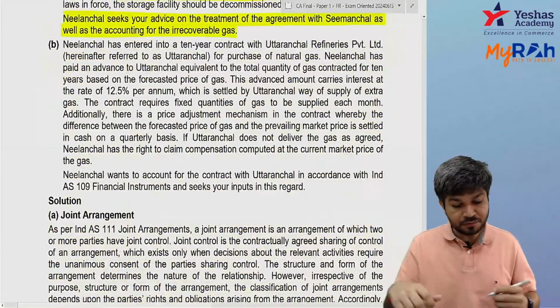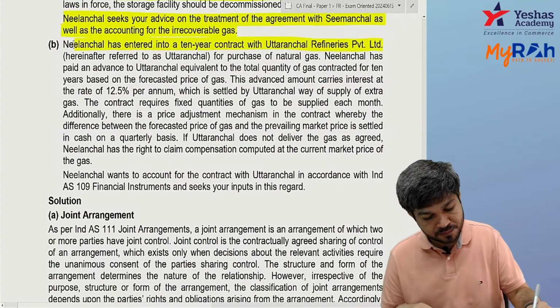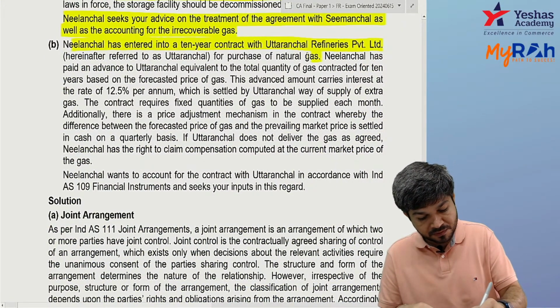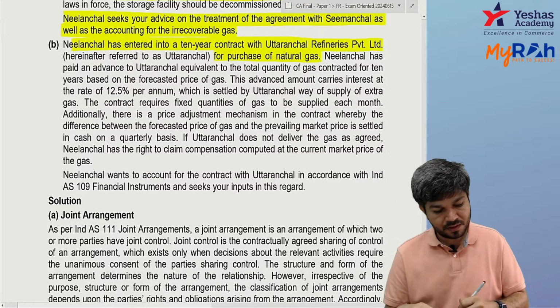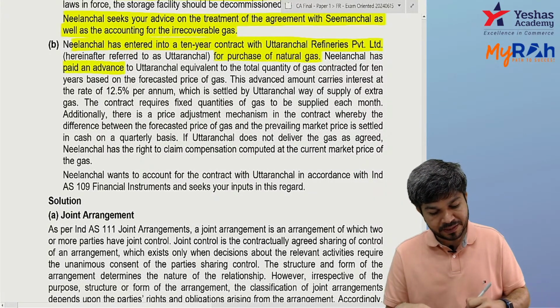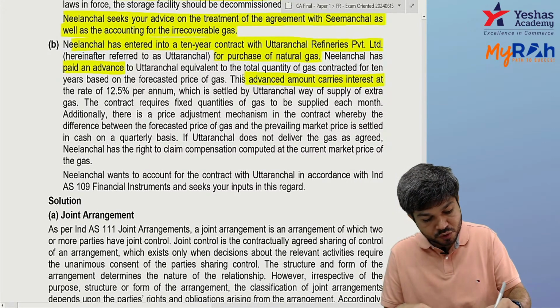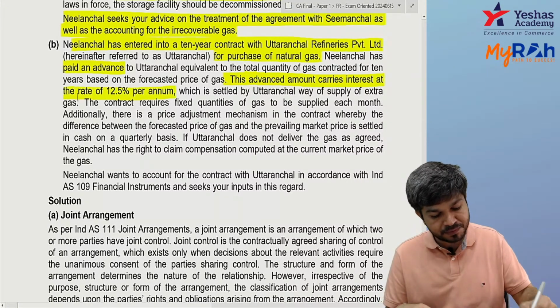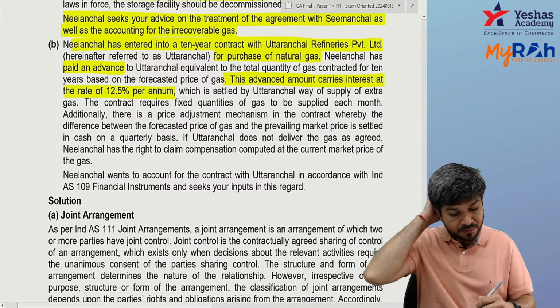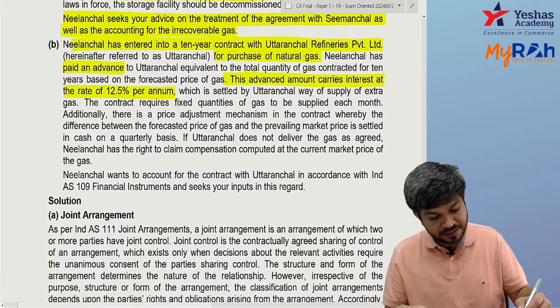Okay, now coming to point B. You have a 10-year contract with Uttaranchal Refinery also for purchase of natural gas, and you paid advance. The advance carries an interest of 12.5% per annum. Okay, I've given an advance to them, and the advance gives me 12.5% interest. They will supply me a fixed quantity of gas every month.